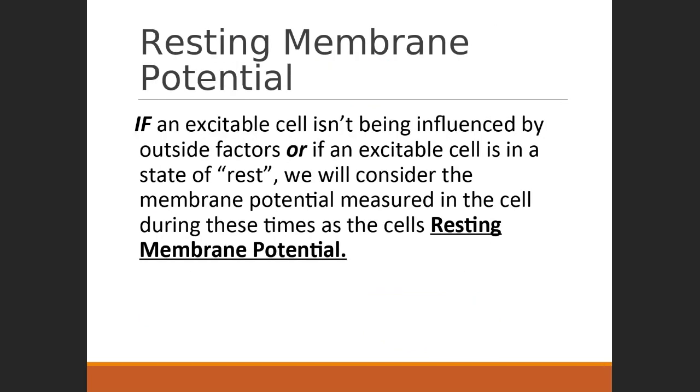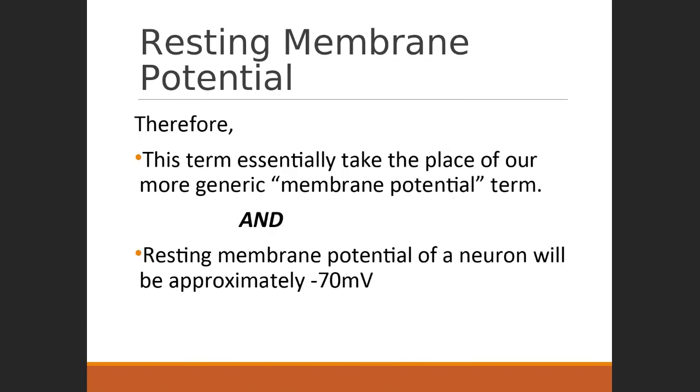That means that we have a neuron sitting there completely uninfluenced by any other neuron. It's at rest. The voltage in that neuron, in that state, is called its resting membrane potential. And that's what's going to be minus 70 millivolts. That is our more specific term now. We've kind of evolved the concept.